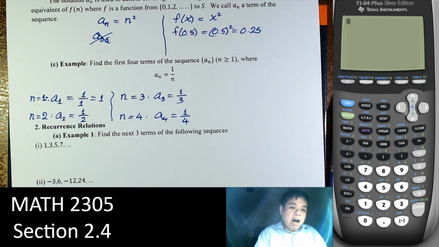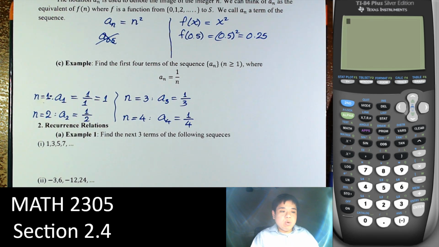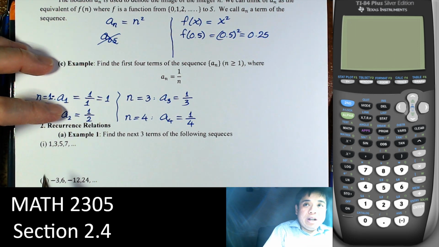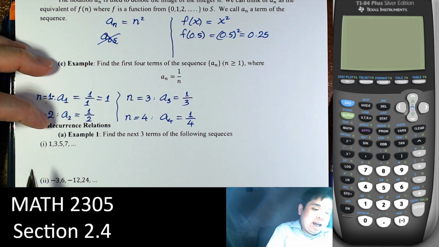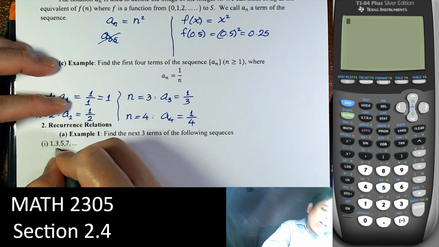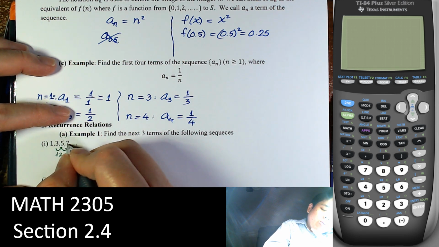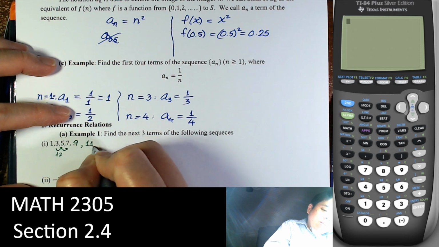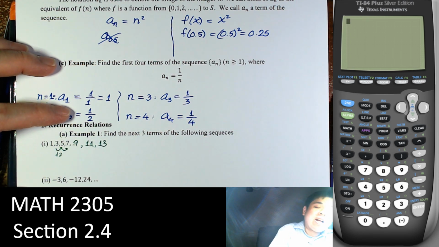Right, next, find the next three terms of the following sequence. In this example, we should see the pattern. So how do we get from this to the next? Here we have 1, 3, 5, 7. It looks like we're going to add 2 every time, right? So the next, plus 2, would be 9. Plus 2 again would be 11. Plus 2 again, that would be 13. That's the next three terms.